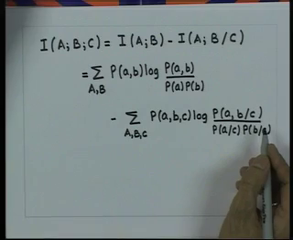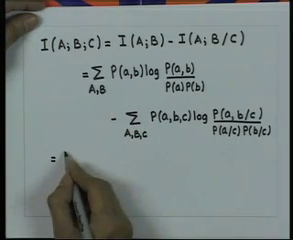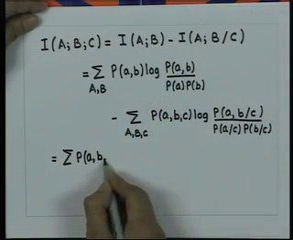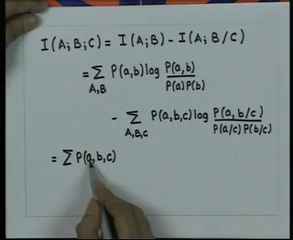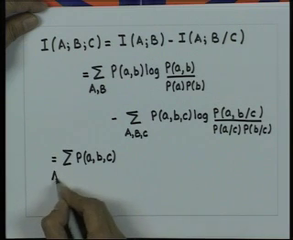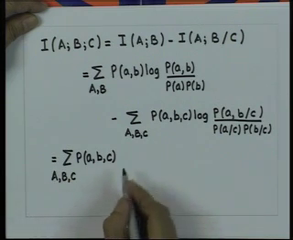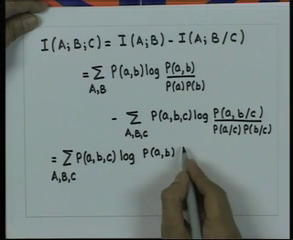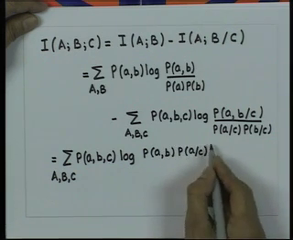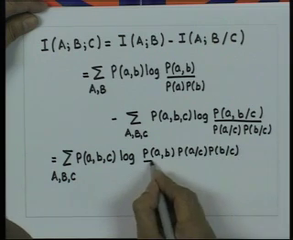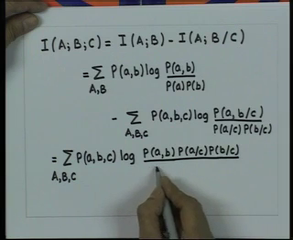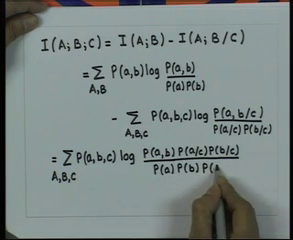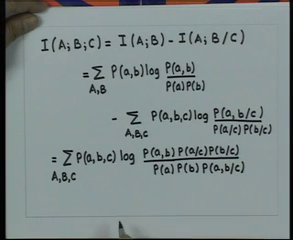Now, this can be simplified as follows. We can combine these two terms by rewriting probability of A B as probability of A B C, but with the summation over alphabets A B C, log of probability of A B, probability of A given C, probability of B given C, divided by probability of A multiplied by probability of B multiplied by probability of A B given C.